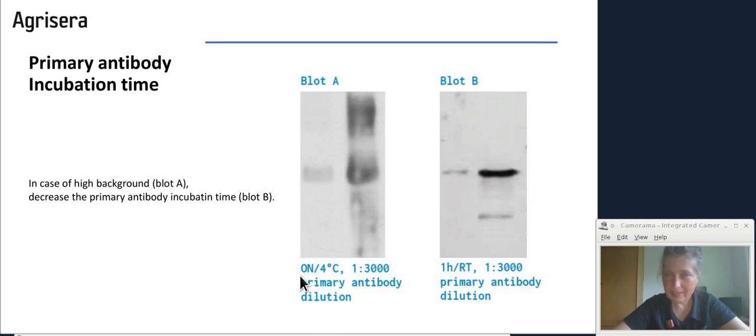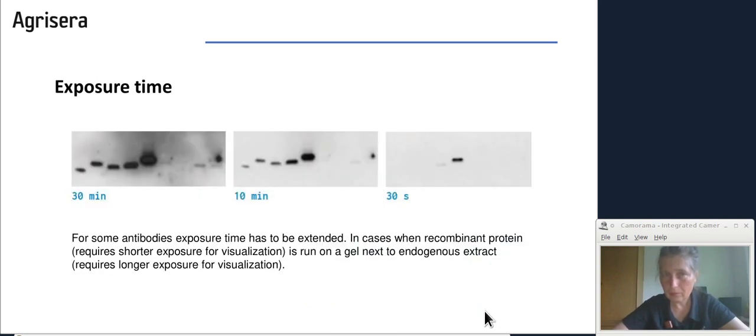In some cases, some antibodies may actually produce higher background if they are incubated overnight. In this case, you can see the same primary antibody, which was incubated with the membrane overnight, and it resulted in a high background signal. And in this case, only 1 hour room temperature incubation was required. So it is different for different targets.